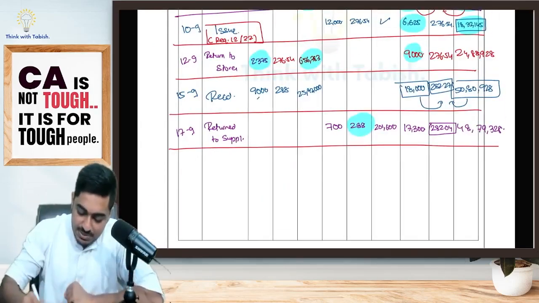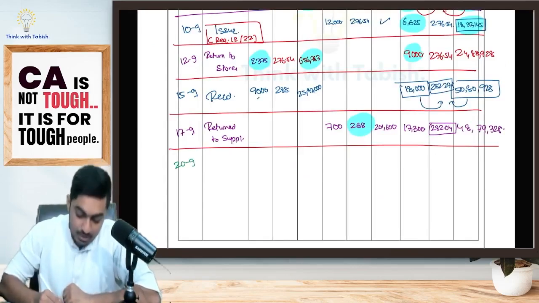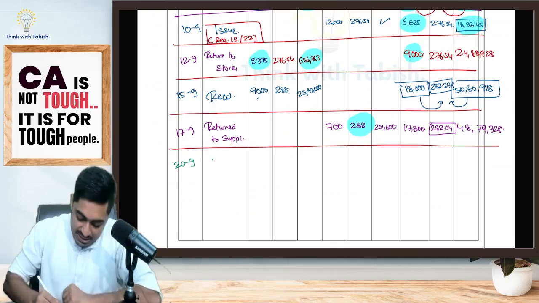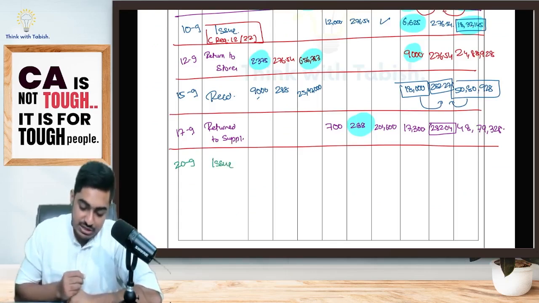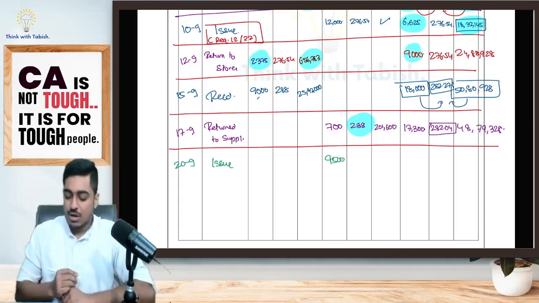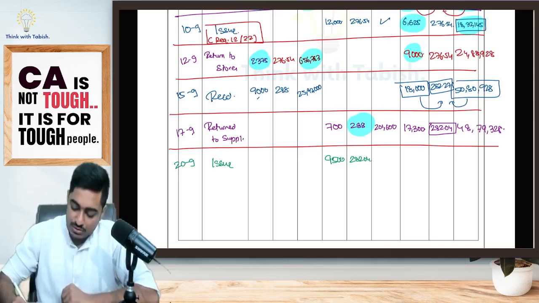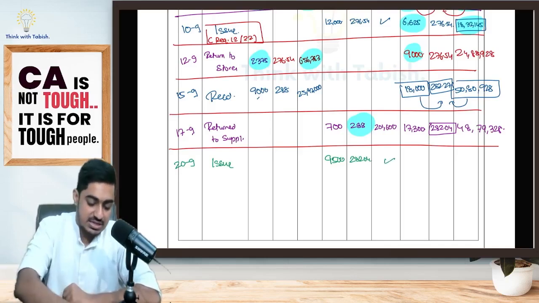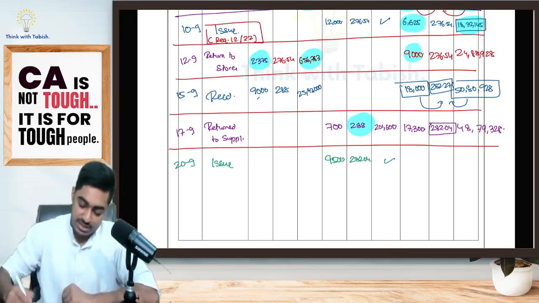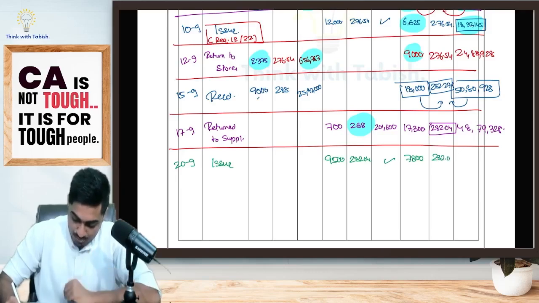Pay attention. I have reached till 17th of September. After 17th September, what happened, students? Came 20th September. Oh my God. What happened on 20th September? I issued. How much quantity I issued? 9,500 units I issued. I will show under issue column. What rate is prevailing? 282.04. So I will show the value. That means how much balance is there? 17,300 was there. In that 9,500 went. That means I'm having 7,800 units at the rate of 282.04.